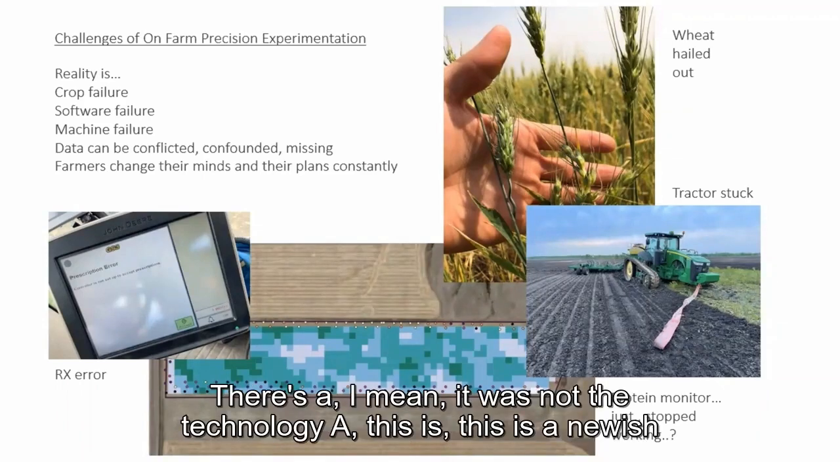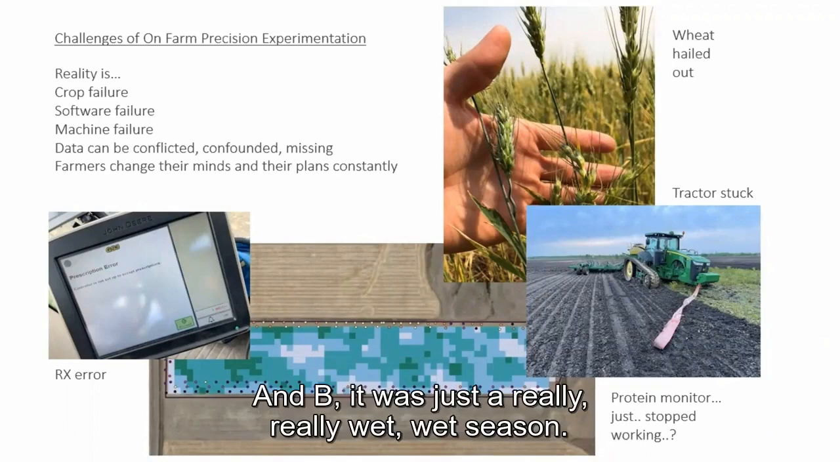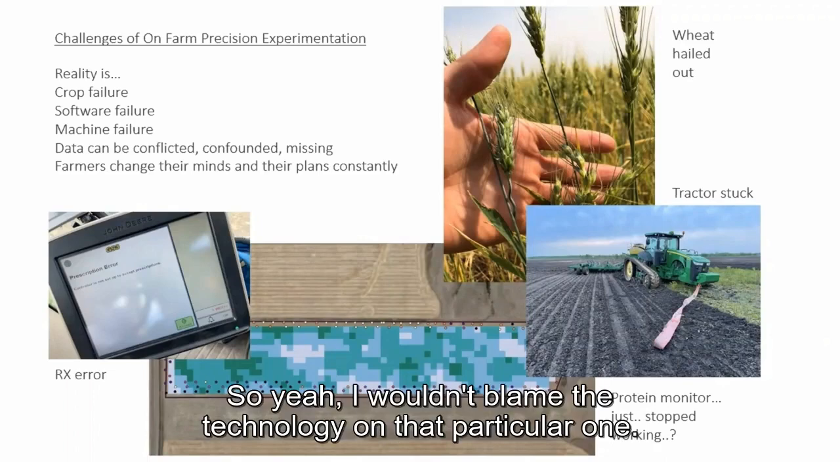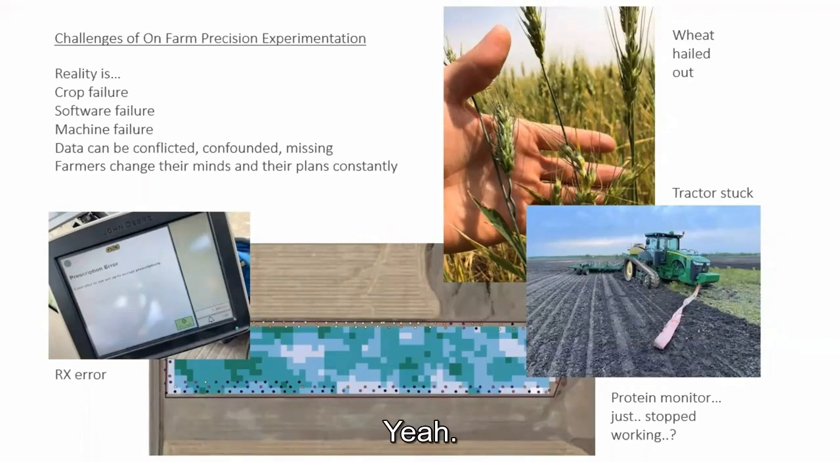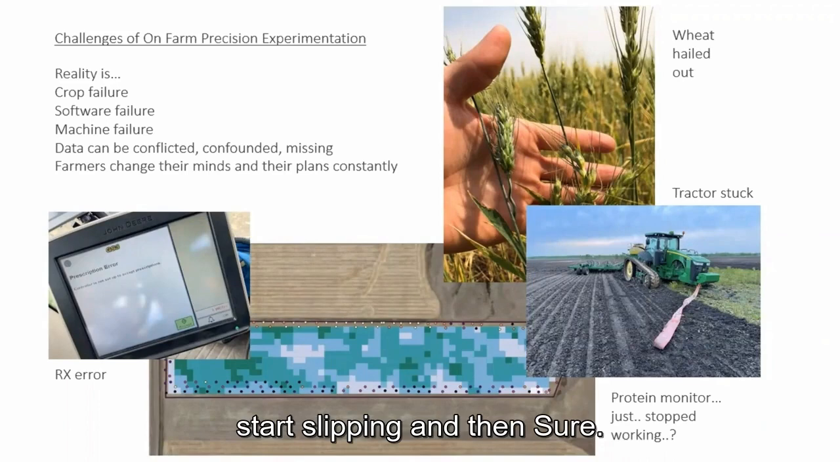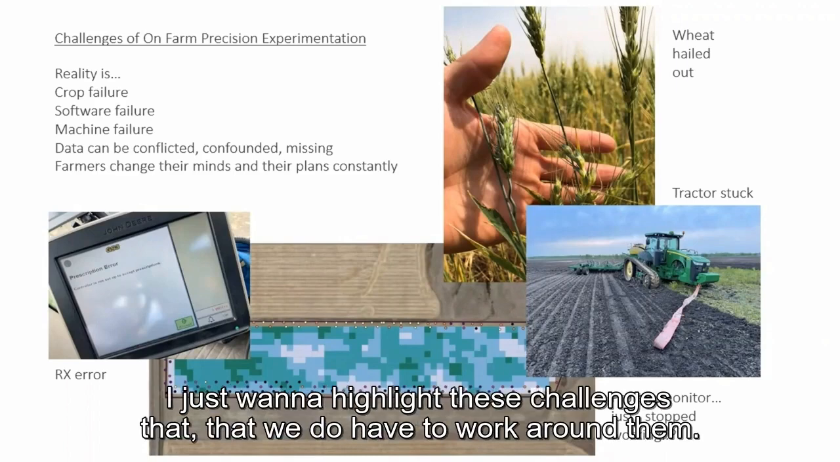Well, okay, I mean, it was not the technology. This is a newish field for our farm, so we didn't know it as well, which is part of that problem. And B, it was just a really, really wet season. So yeah, I wouldn't blame the technology on that particular one. No, that's true. I probably did check my phone for a second and then start slipping. And I don't want to necessarily just throw blame at things. I just want to highlight these challenges that we do have to work around.